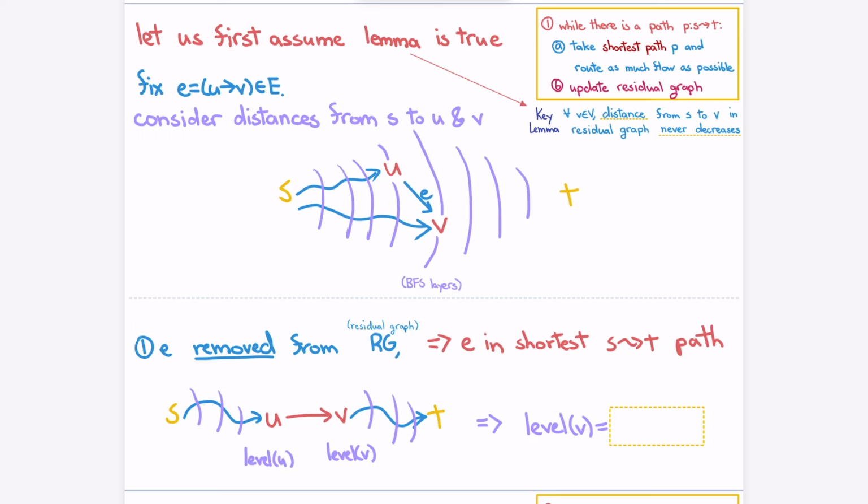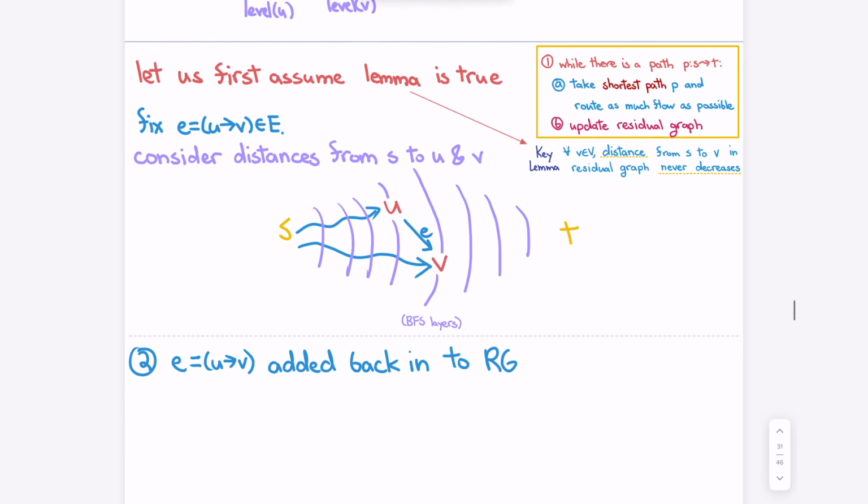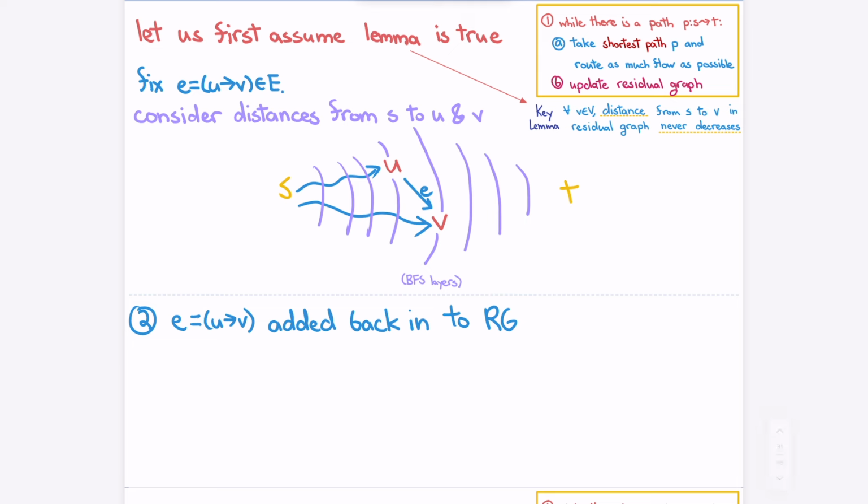Yeah, but what is it at that point in time, at the beginning of that iteration? Yeah, we knew it was level U plus 1, just because it was on the shortest path. Okay. And now suppose that edge from U to V gets put back into the residual graph. Then what do we know? Or what was happening? The backwards edge must have been used. So the backwards edge was on the S to T shortest path, right?